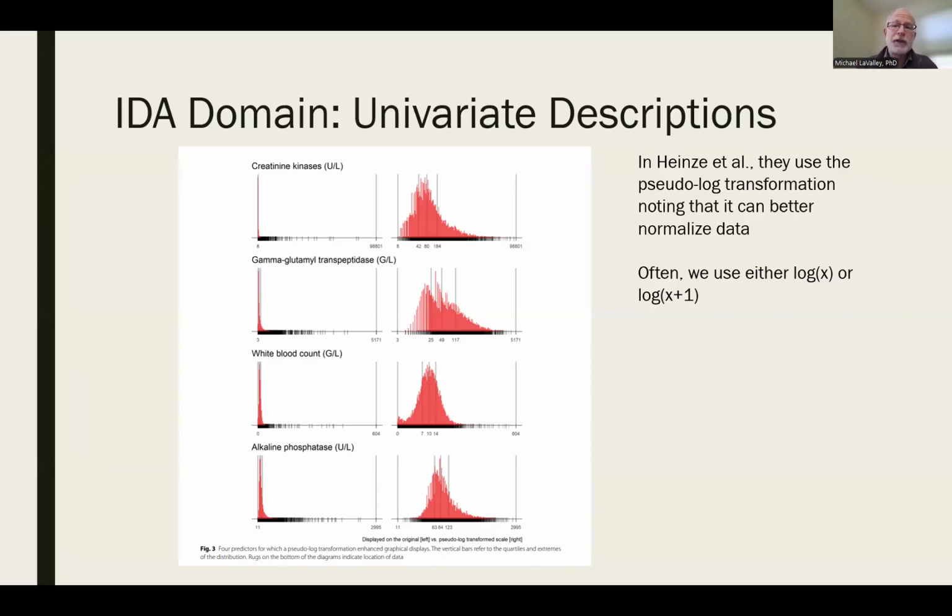Now, in the paper, they actually talk about using something they call a pseudo-log transformation. If you're interested, please check out the paper. It's kind of interesting, but typically, I've found that even just taking a natural log, or a natural log of the value plus one, will accomplish a lot of what I need to do.